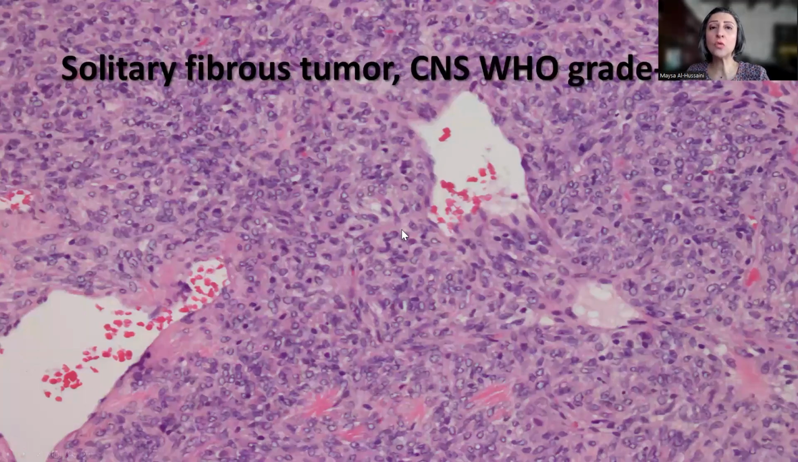So the final diagnosis was consistent with solitary fibrous tumor, CNS WHO grade 1.